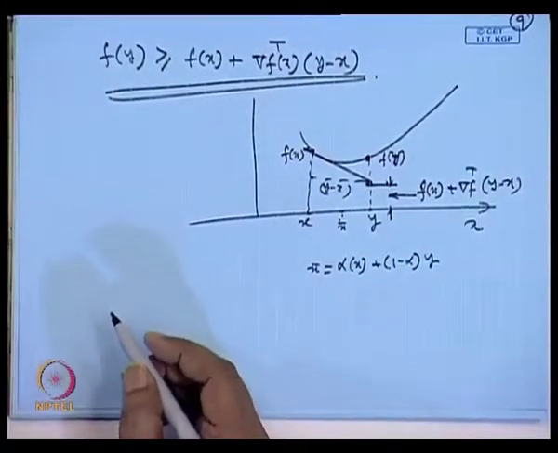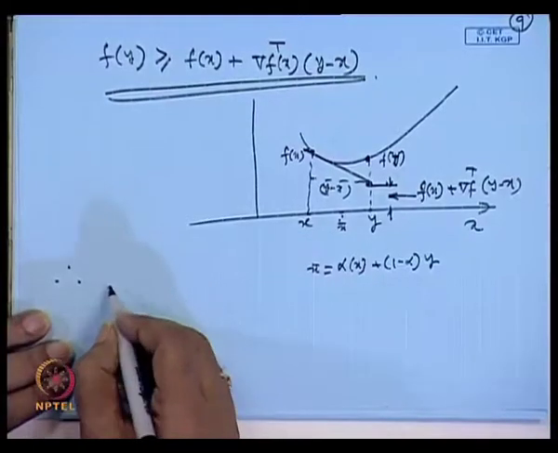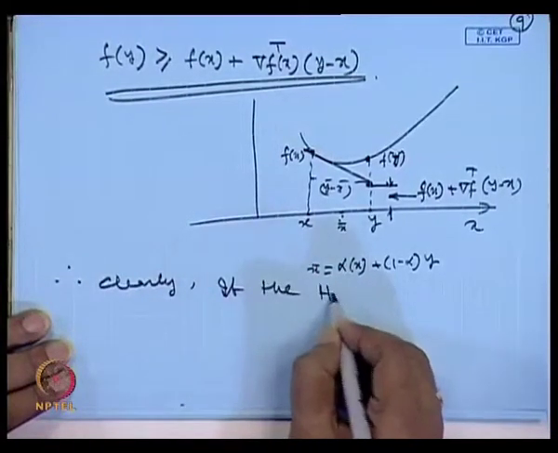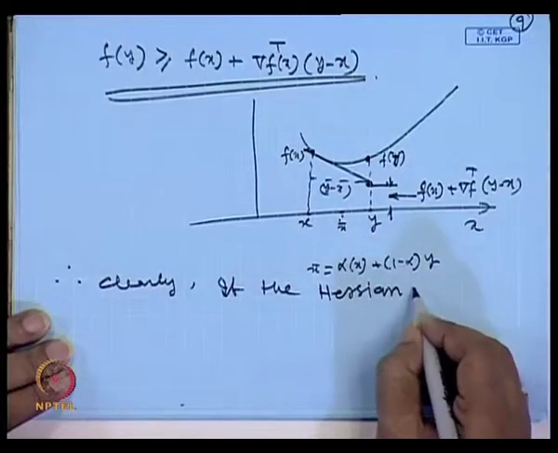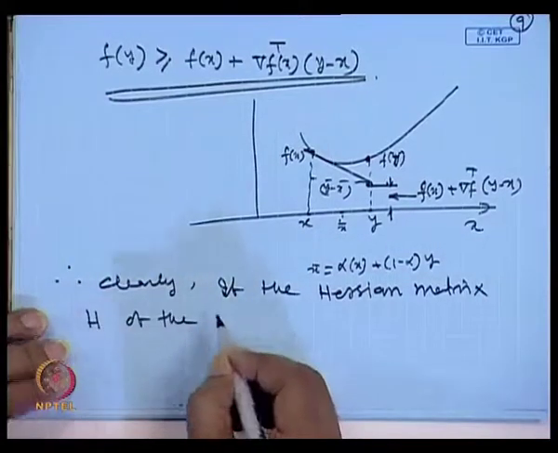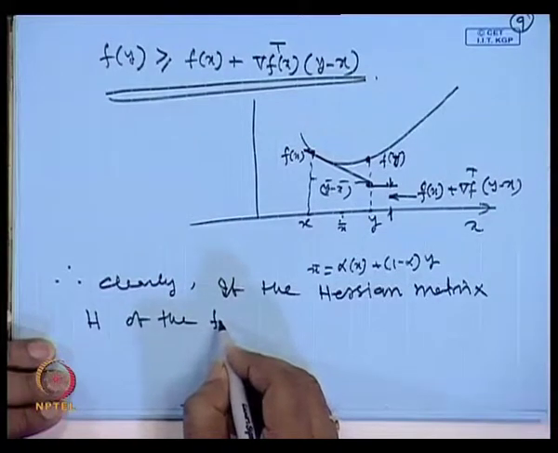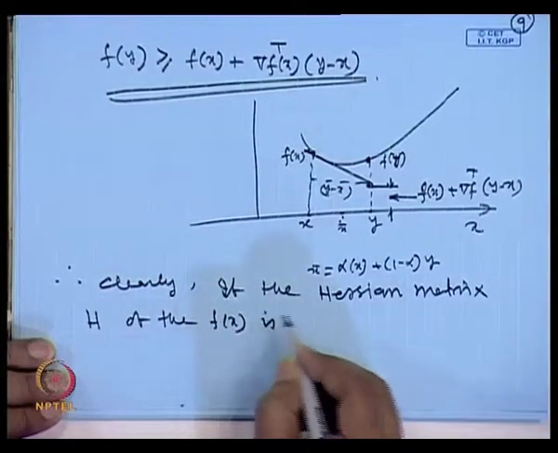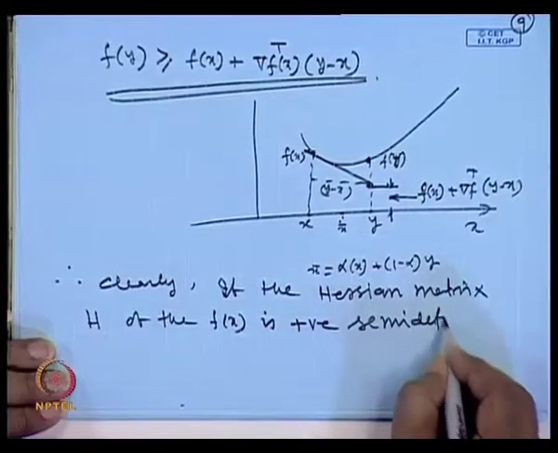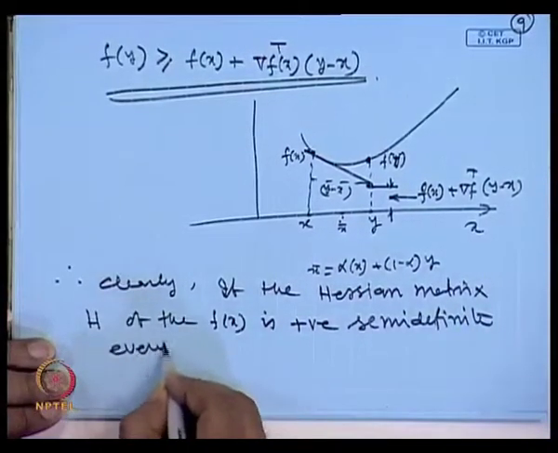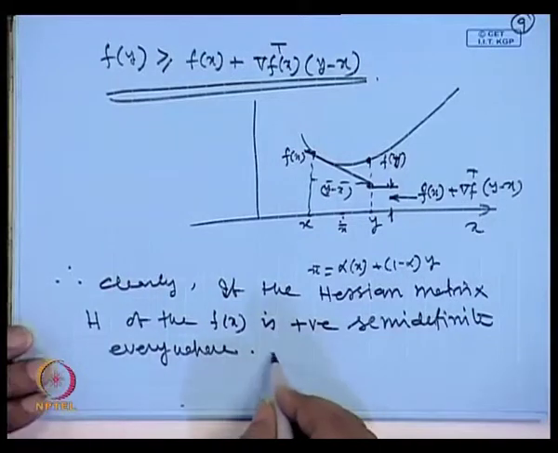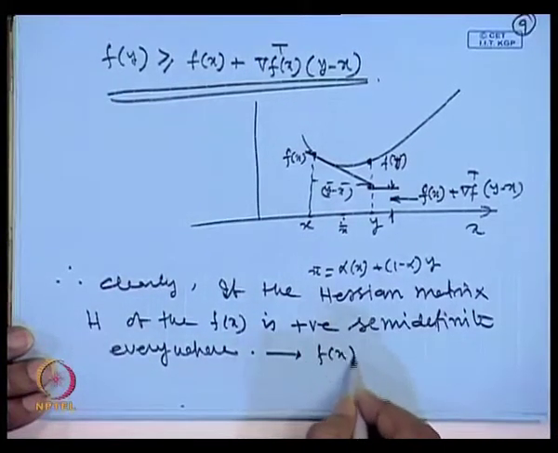Okay. So therefore, clearly we can say, if the Hessian matrix H of the function f of x is positive semi definite everywhere, then f of x is a convex function everywhere.